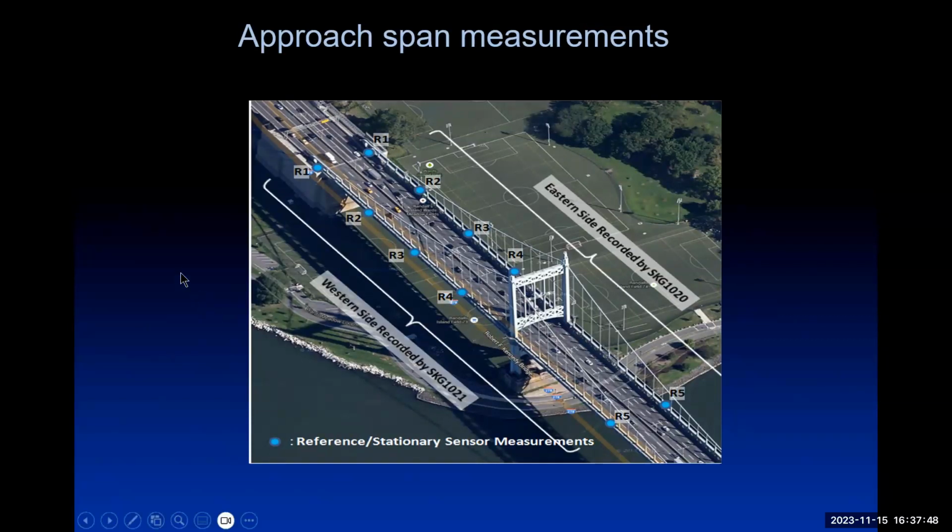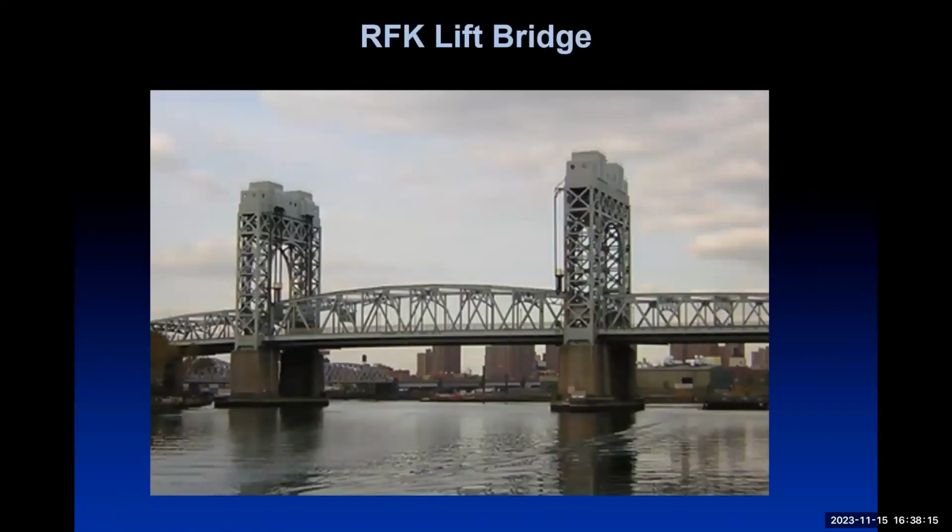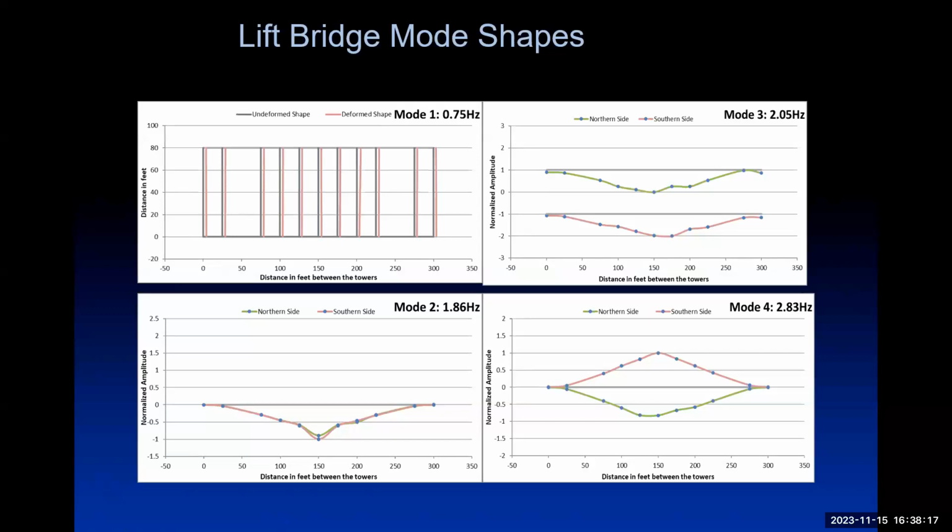And we looked at the approaches to the bridge as well. So this is the main span over here and the approach over there. And we found that there was an interaction between the side span and the main bridge as well. This is a mode 2.391 hertz of the side span. And then the lift bridge. Here's something interesting as well. The first mode was the entire thing moving horizontally, left and right.